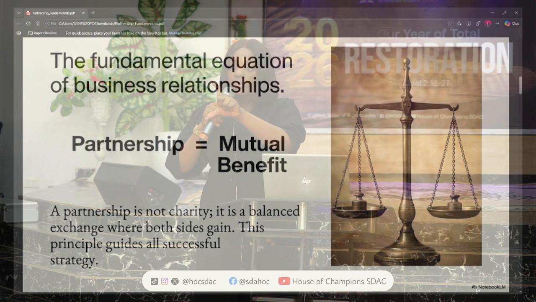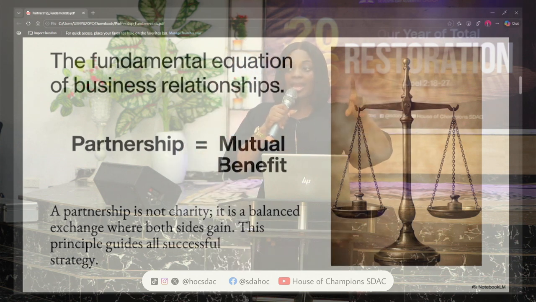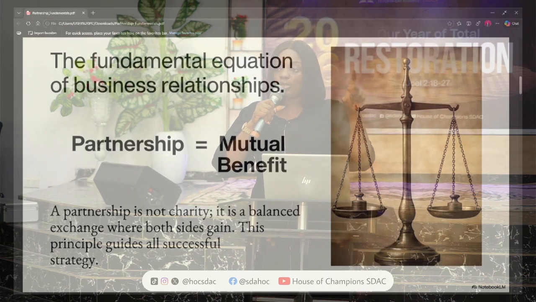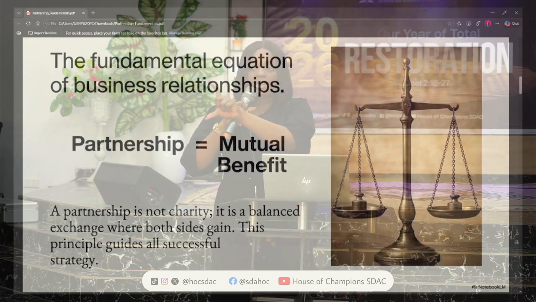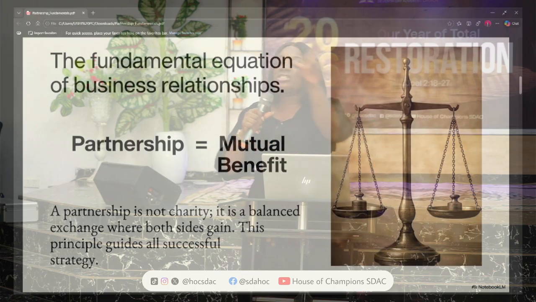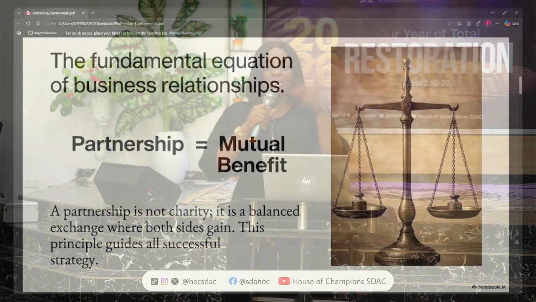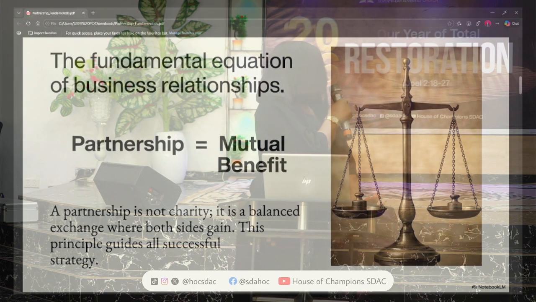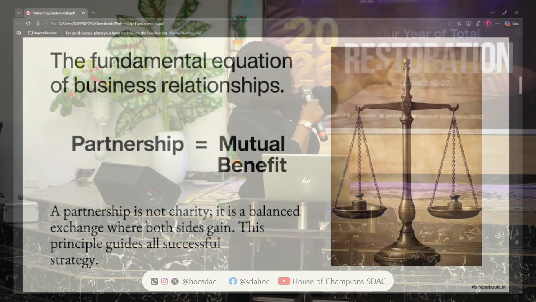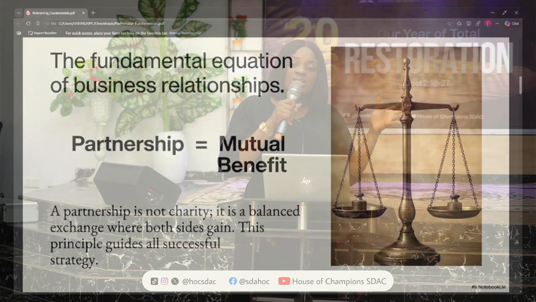They are bringing the money, yes. You are bringing the idea, and you are bringing that business to fruition. It is your dream, it is their money. They are benefiting off you, you are benefiting off them. It's just like a parasite and its host. So a partnership is not charity. It is a balanced exchange where both sides gain. This is a principle all successful strategic businesses must follow.